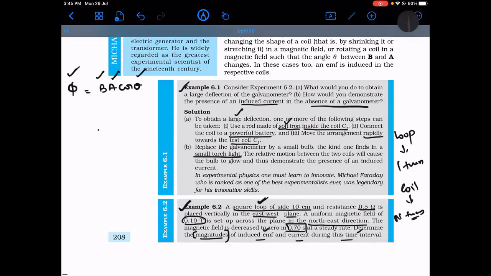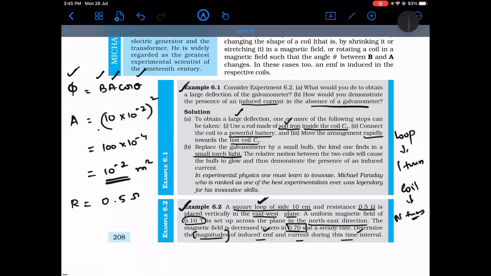Next, area is how much? 10 into 10 power minus 2, the whole square. So is it not 10 power minus 2 meters square? Because it is 10 centimeter. Similarly, what is the resistance? 0.5 ohm, or half ohm. A uniform magnetic field of 0.1 Tesla is set up across the plane in the northeast direction. This I told you already. What do you mean by northeast?